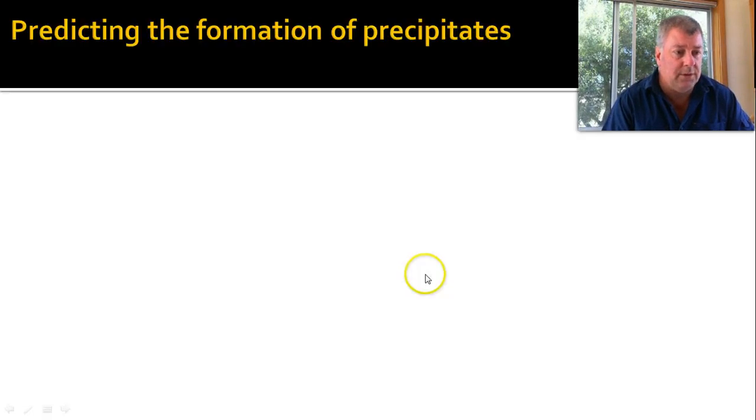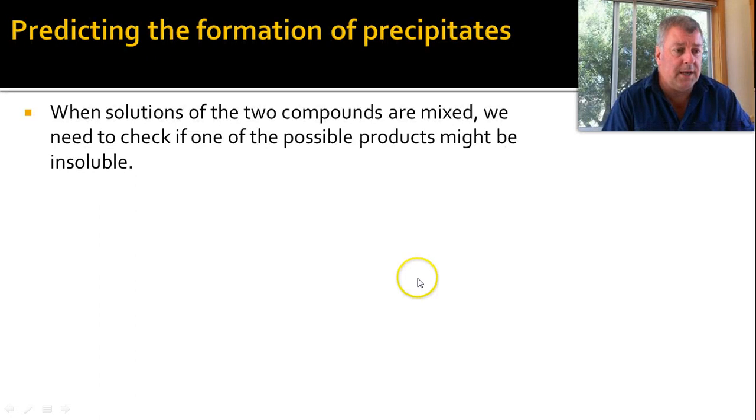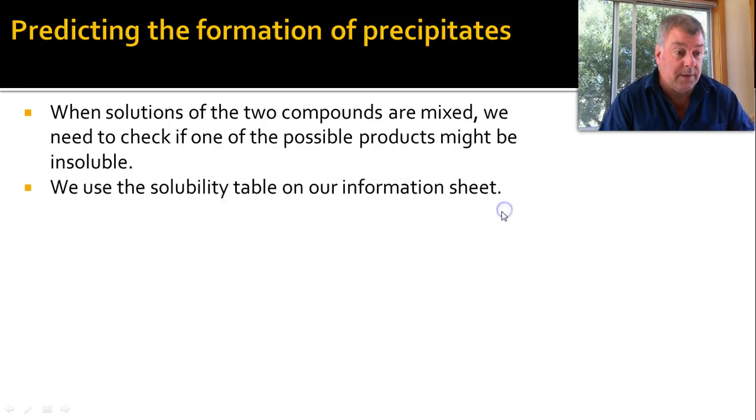How do we actually do it? So, how do we predict? Well, when two solutions are mixed, we need to check if one of the possible products is insoluble. Now, how do we know what the possible products are? Well, this is a way of working it out.